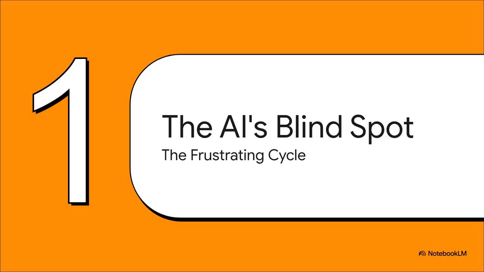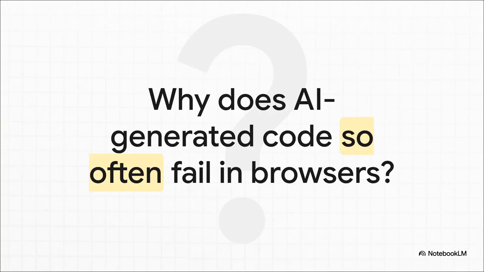Let's kick things off with a frustration that I think every developer who's used an AI assistant for web dev knows all too well. It's that endless cycle of generating code that just flat out doesn't work. You know the drill, right? You ask your AI for a new feature, it confidently spits out this whole block of code, but then you run it in the browser and what are you greeted with? A broken layout, or maybe a console that's just lit up with red error messages.